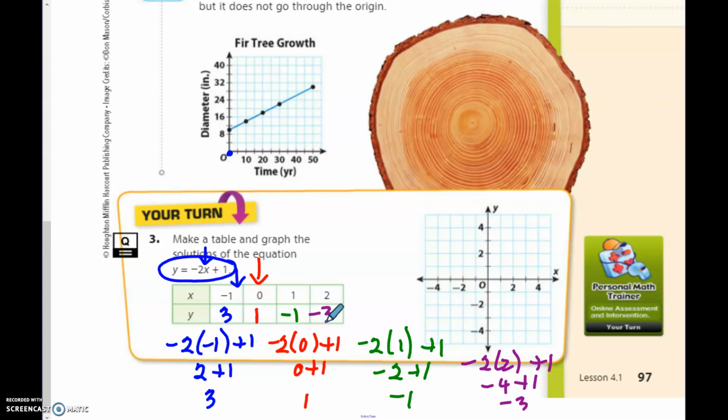Then they're asking us to go ahead and graph these. So we're at -1, 3, 0, 1. This is why we did the second part of our pre-lesson here. So 1, -1, and 2, -3. And if we look, is that a nice straight line? So it has a constant rate of change, but it's not going through the origin. So this is a non-proportional relationship. Good luck.